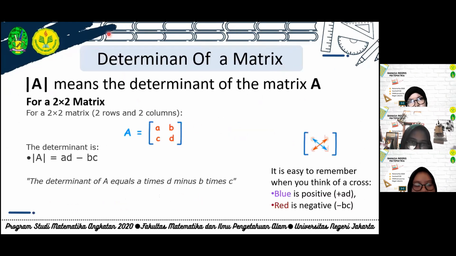Now, the determinant of a matrix. The first thing we need to know about the determinant of a matrix is that it can be calculated only for square matrices, because it works only for matrices of the order 1 by 1, 2 by 2, 3 by 3, etc. At this point, we can write the matrix A.